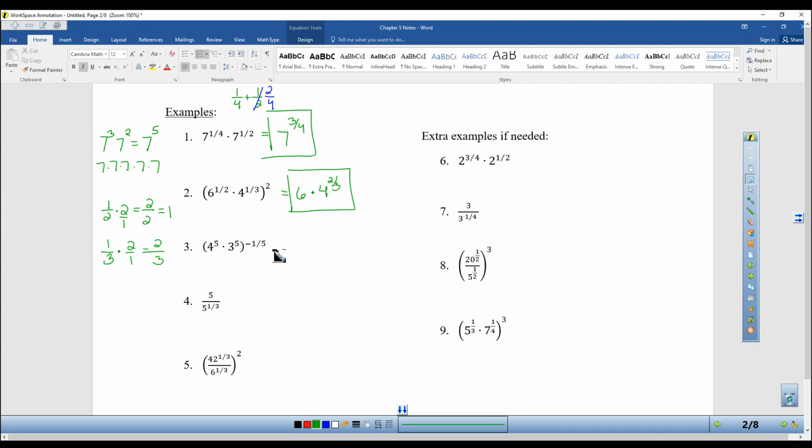Number 3, when you have a power to a power, you multiply the exponents. 5 times -1/5 is -1, and 5 times -1/5 again is also -1. These are negative exponents, which means they can be moved to the bottom and be made positive exponents, and this can be rewritten as 1/12.